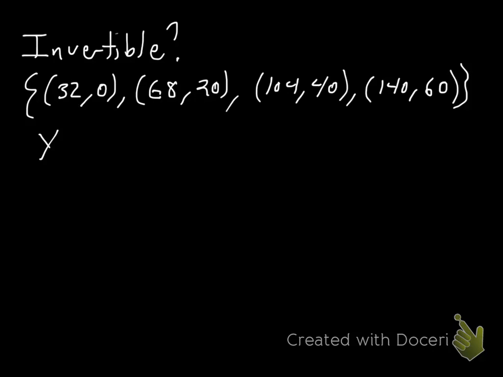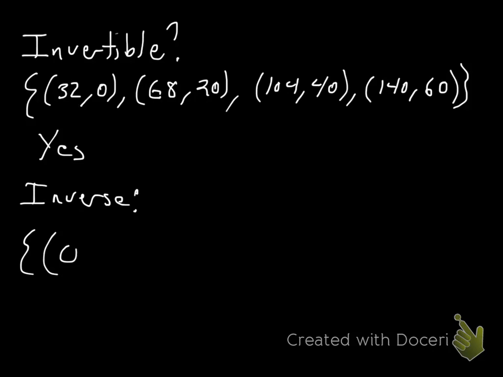And this is going to be invertible because each output has exactly one input. If you tell me it's 40 degrees Celsius, you're not going to say, oh well, it might be 104 degrees, or it might be 80 degrees Fahrenheit. That wouldn't make any sense. We wouldn't want something like this. So this is invertible. Each output has one input.